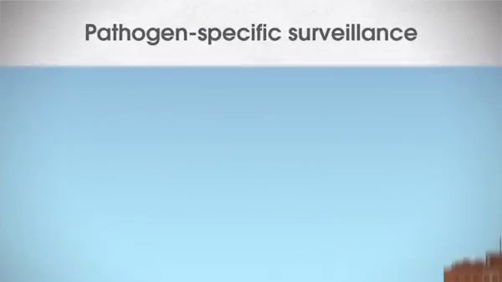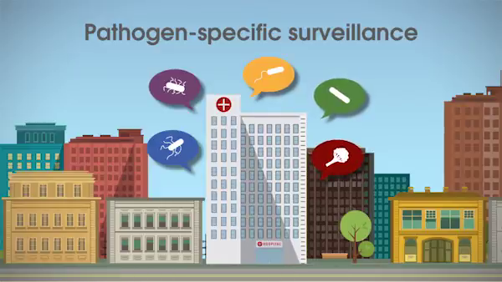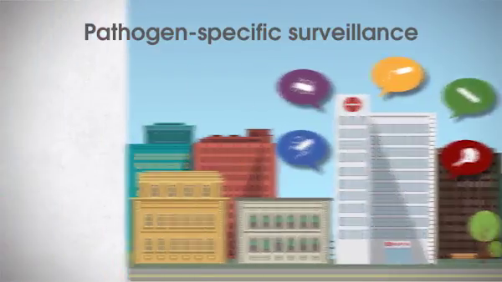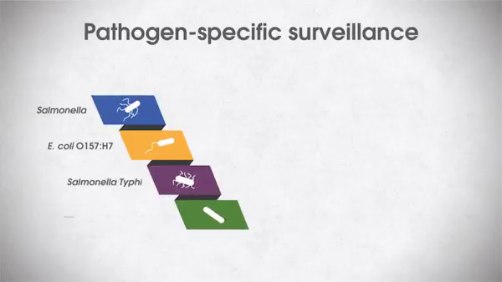The list of nationally notifiable diseases is reviewed and modified annually, and every nationally notifiable disease is not necessarily reportable in each state. Pathogen-specific surveillance occurs when healthcare providers and laboratorians report individual cases of reportable diseases, such as Salmonella or E. coli O157:H7, when these are identified in specimens from patients.